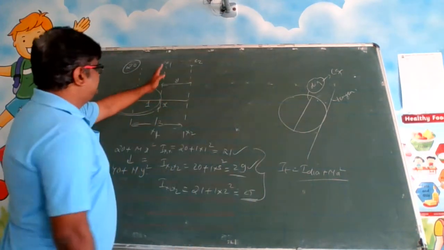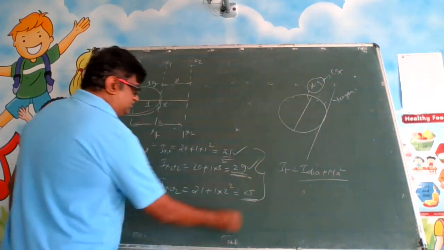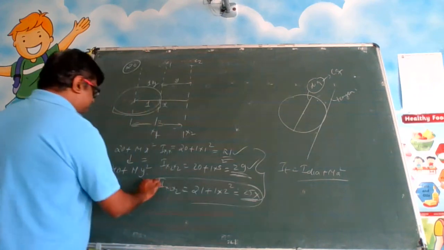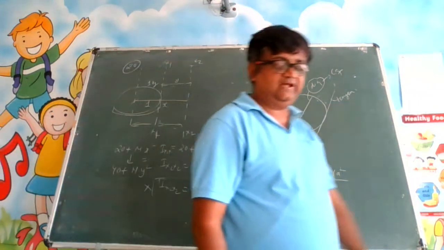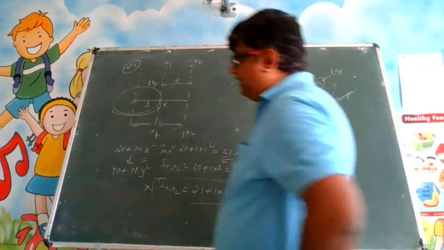But if you take this as the reference, you are not getting the correct value. So this way you should not do the calculation. It is wrong. Take CG as the reference. So this is the point, okay? This is how you apply the parallel axis theorem.